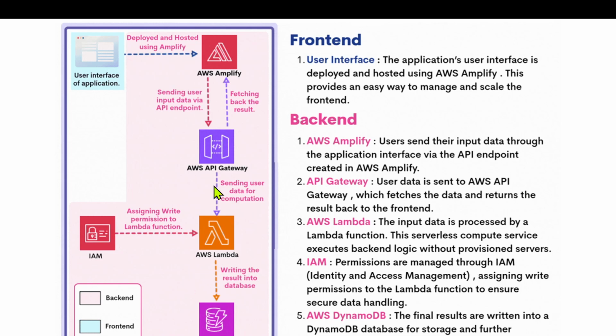AWS Lambda, which is a serverless function, will be triggered on the API Gateway request. It's going to perform some computation and write the result to the database, and we have this IAM permission over here, which is going to assign the permission to the Lambda function. It's also going to read the data and show it to the front end. We can do it that way as well. So this is just a basic example I wanted to highlight.